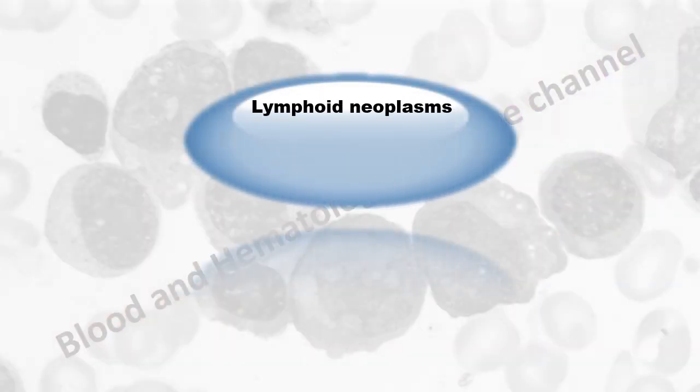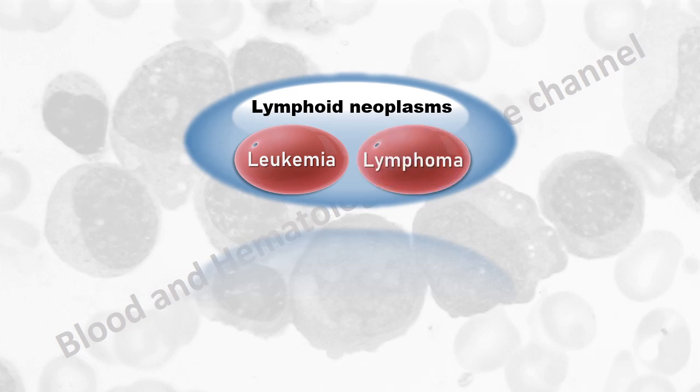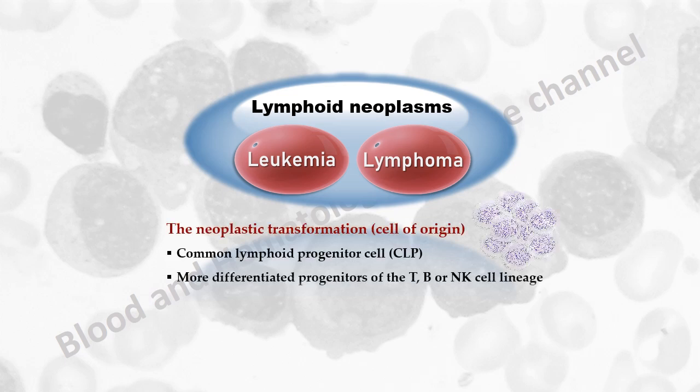Lymphoid neoplasms include a wide spectrum of syndromes, from disorders that primarily involve the bone marrow and peripheral blood, leukemias, to those that initially present as tumorous masses, lymphomas, primarily involving the lymphoid organs. The neoplastic transformation or cell of origin may involve the common lymphoid progenitor cell, or more differentiated progenitors of the T, B, or natural killer cell lineage.